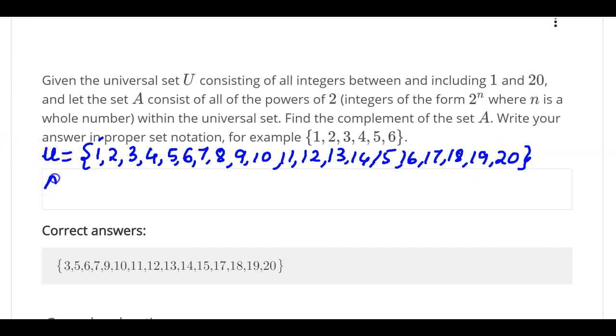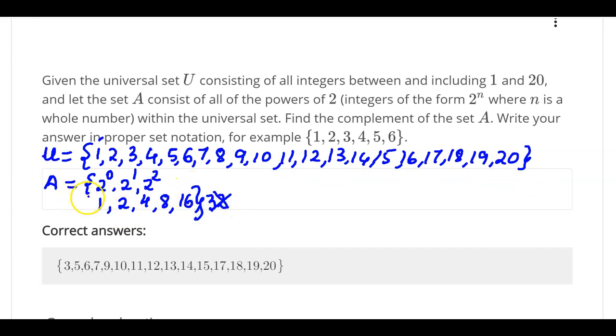And the set A consists of all the powers of 2, where n is a whole number, within the universal set. So how do I do that? I start with 2 power 0, which is 1, 2 power 1, which is 2, 2 power 2, which is 4. So you see the pattern here. 2 power 3 is 8, 2 power 4 is 16, 2 power 5 is 32, but this is way beyond this universal set, so this is not in my set.